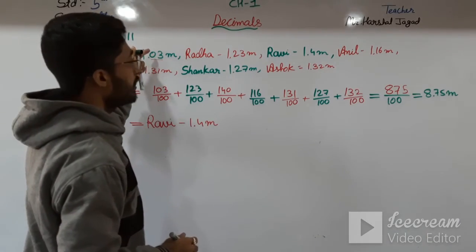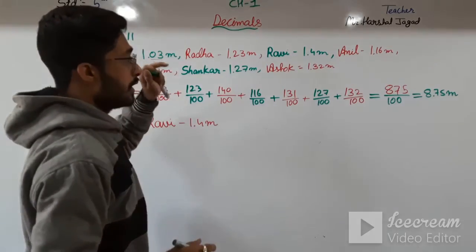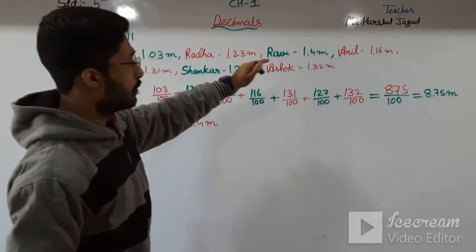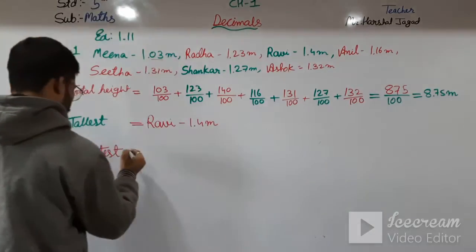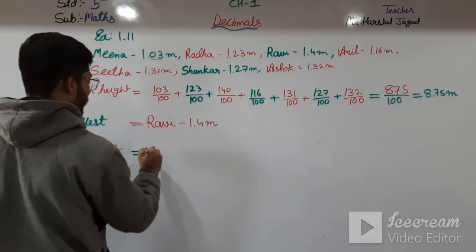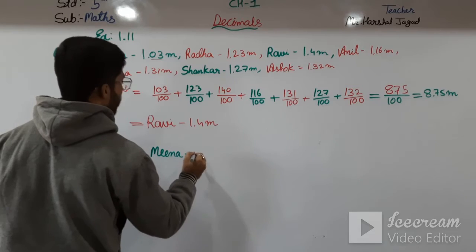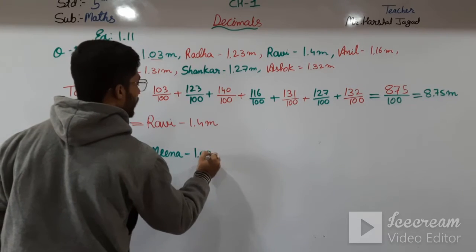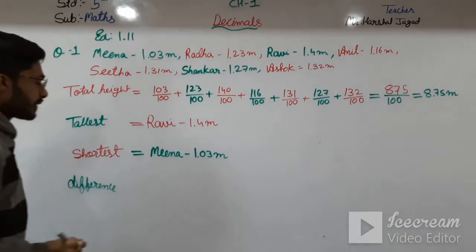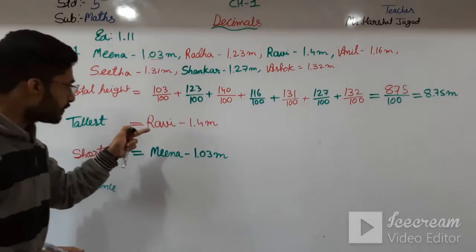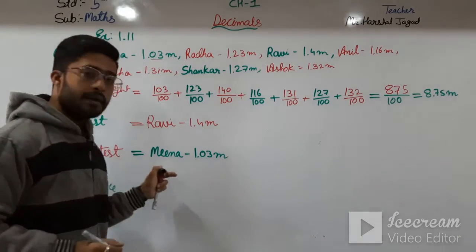Because here there is only 0, and all the others have 3, 2, 1 and that also. The shortest is Meena. She has 1.03 meter. Okay, now we have to find the difference between Ravi and Meena.